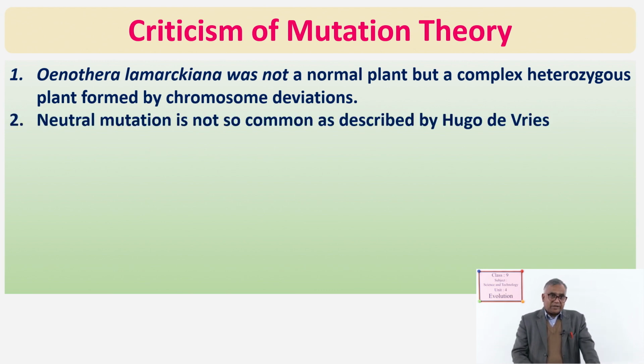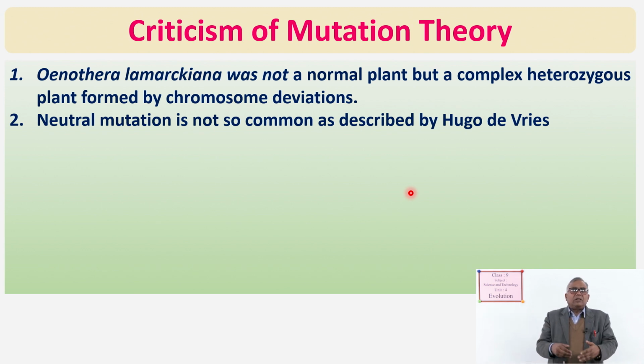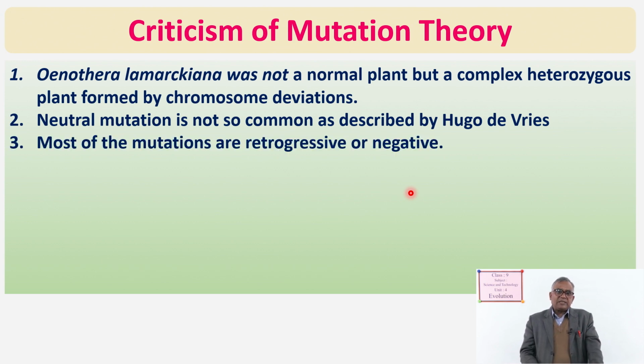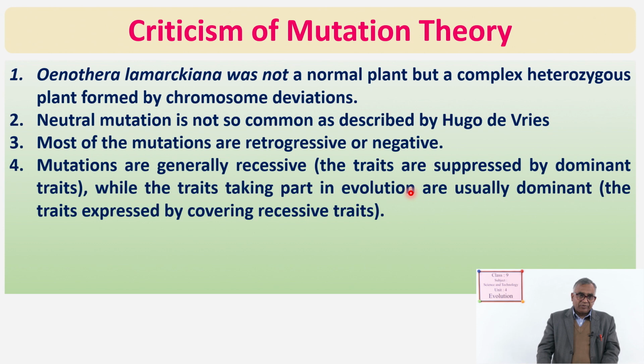Now, the second point is that neutral mutation is not so common as described by Hugo de Vries. It is not very common. Mutation is often harmful; I can say in many cases, not always, it does more harm. There may be some advantages also, maybe some neutral ones, but they are of different types as I discussed. Now, most mutations are retrogressive, as already explained. Retrogressive means negative.